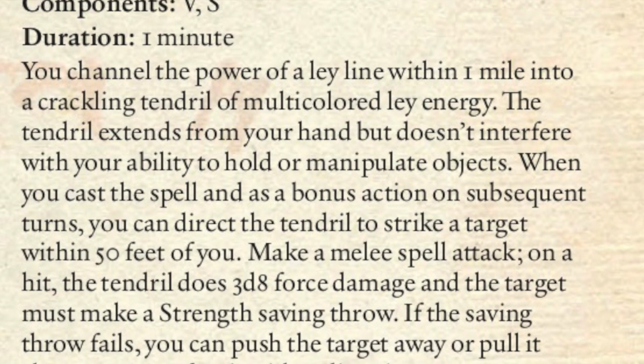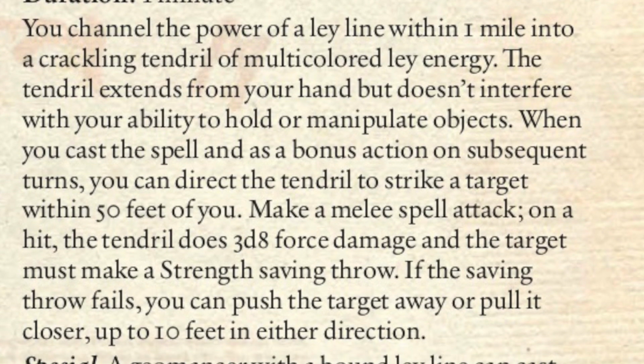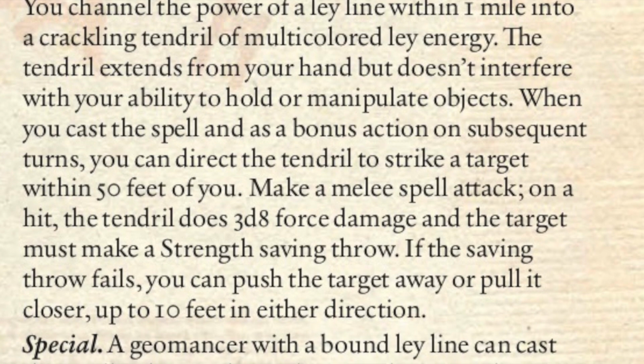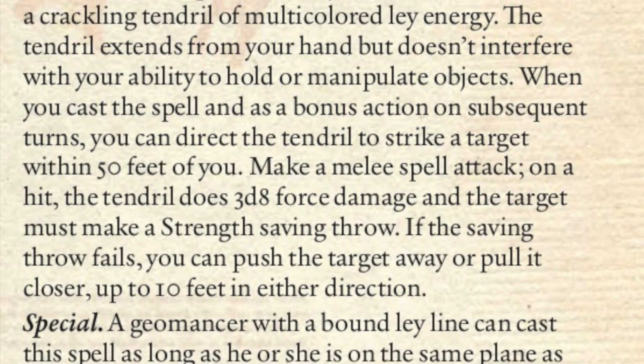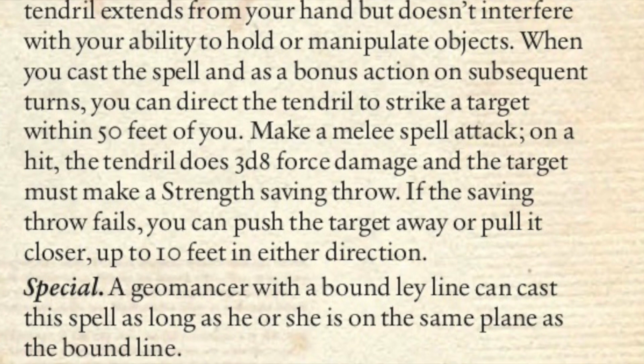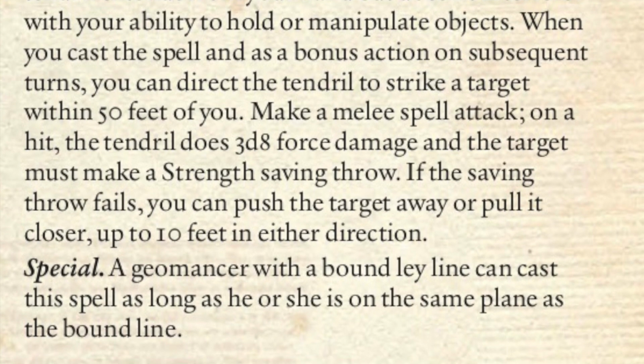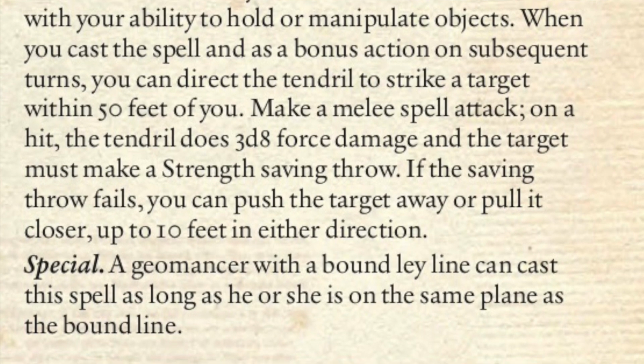Make a melee spell attack. On a hit, the tendril does 3d8 force damage, and the target must make a Strength saving throw. If the saving throw fails, you can push the target away or pull it closer up to 10 feet in either direction. Special: a Geomancer with a bound ley line can cast the spell as long as he or she is in the same plane as the bound ley line.